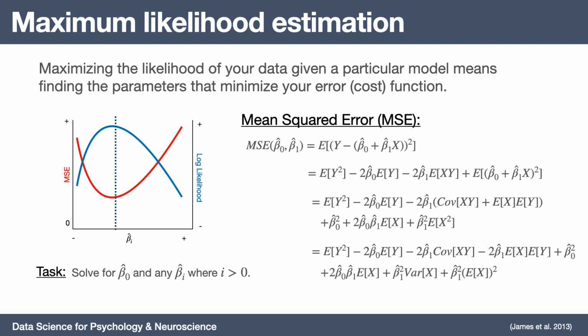This is a pretty long expansion of the mean squared error term, but you'll see why it's useful to expand it out to here, because this is the point at which we're going to calculate our derivatives to find the point on that convex curve where the mean squared error is the lowest.